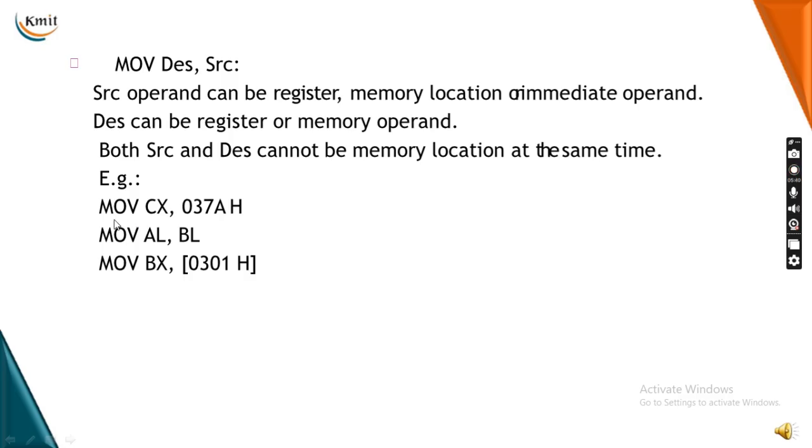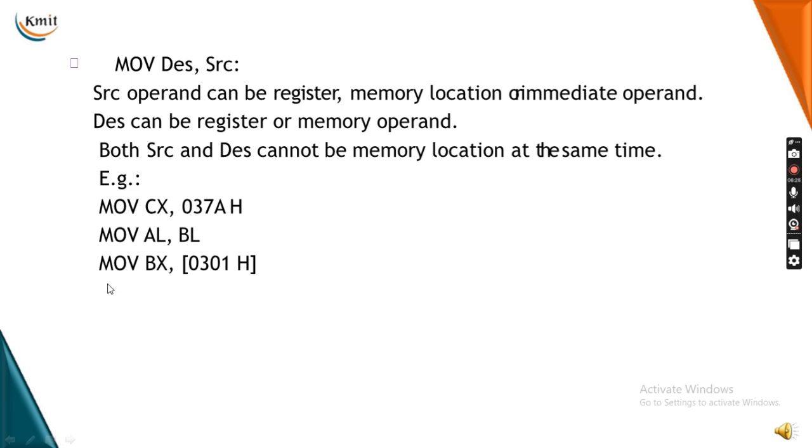For example, how you can write: move CX, 037AH. You already know CX is the count register, a 16-bit register. This is my source, the value 037AH without brackets, which is being moved to CX. Then one more example, move AL, BL. Source and destination can be registers but cannot both be memory locations. Getting my point? The content present in BL should be moved to AL. This is my destination register and this is my source register.